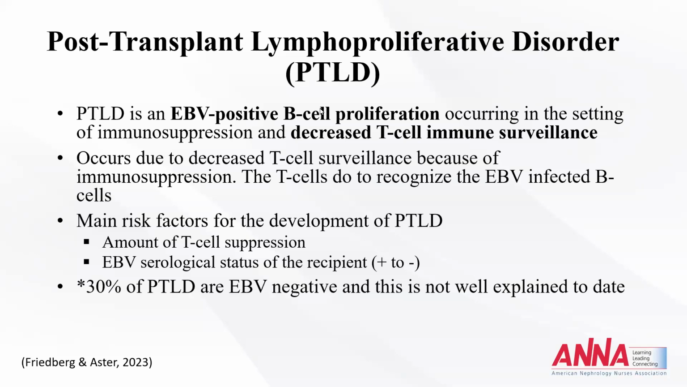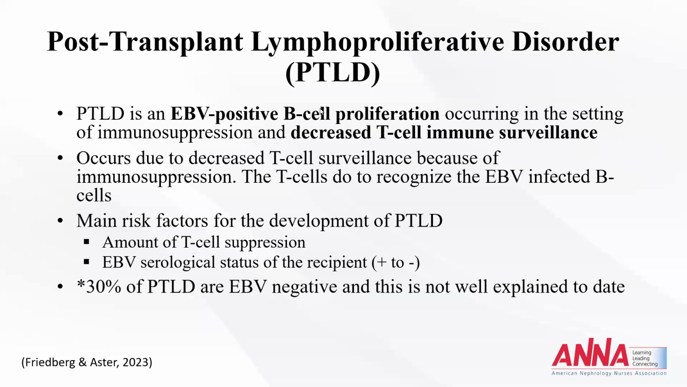So when you have a decreased T cell immune surveillance, or immune response surveilling for problems within the body, mainly due to your immunosuppression, it's not playing checks and balances on these EBV positive B cells. The T cells aren't recognizing them as foreign, so they continue to replicate without any T cells saying, hey, this is abnormal. And that's all due to your immune suppression.